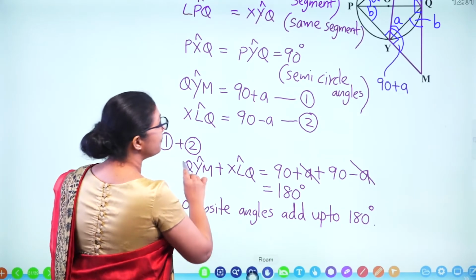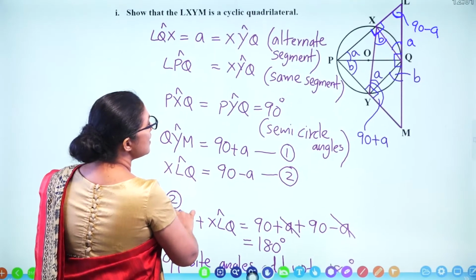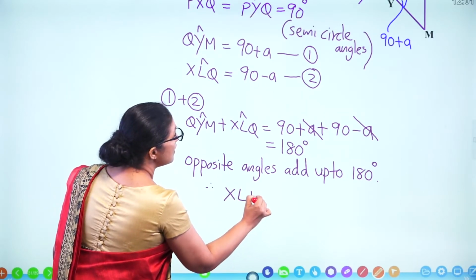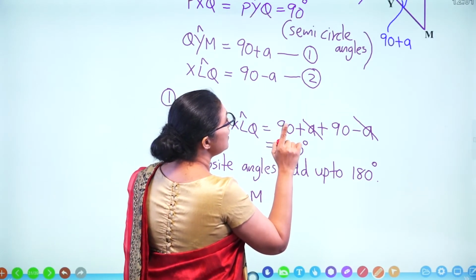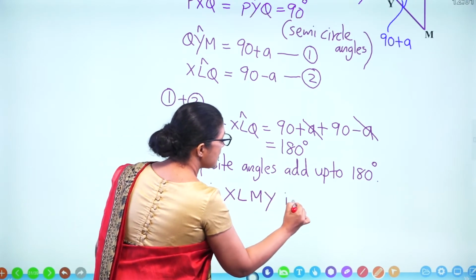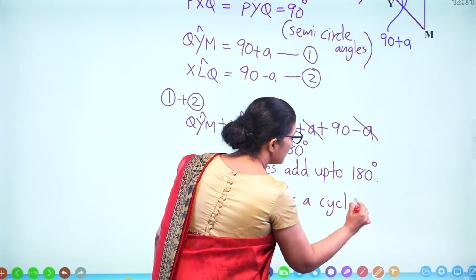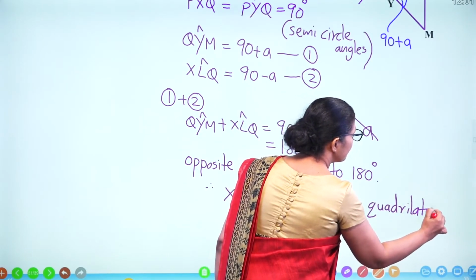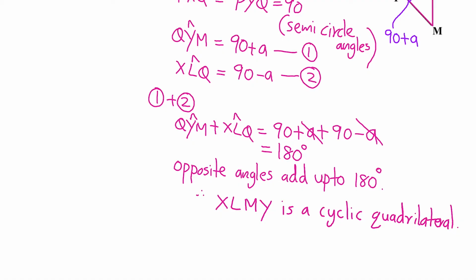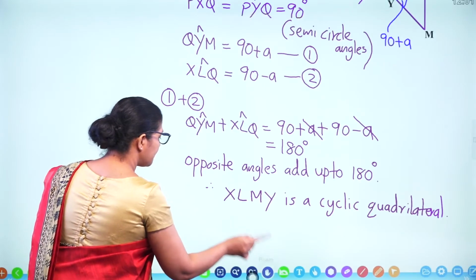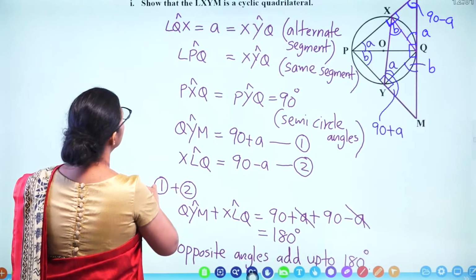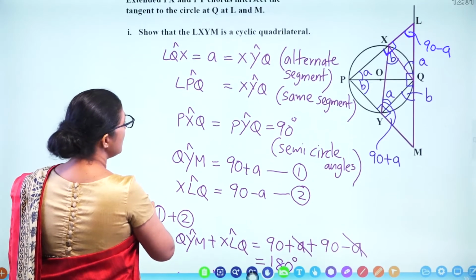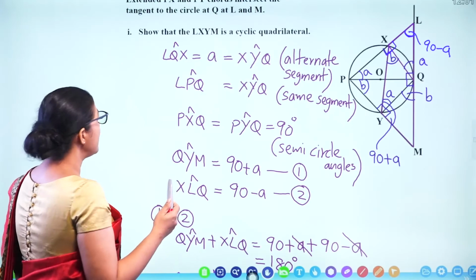So therefore, what are the points? XLMY is a cyclic quadrilateral. So that's the first part. Show that LXYM is a cyclic quadrilateral. So we'll give marks later. So we'll move to the next part.